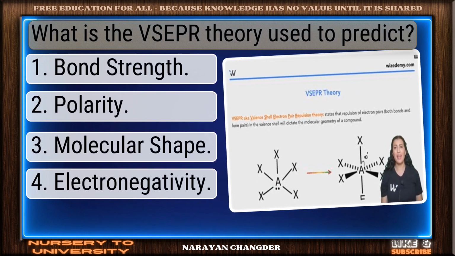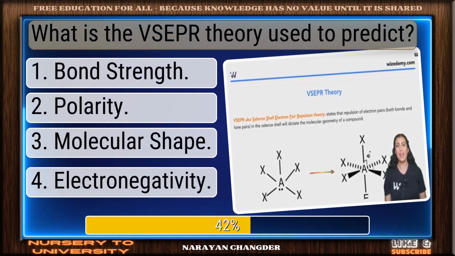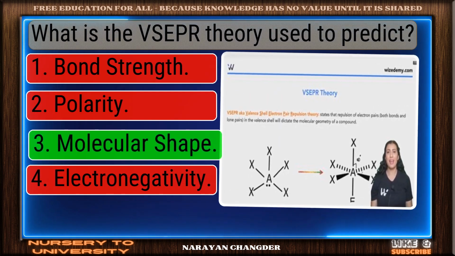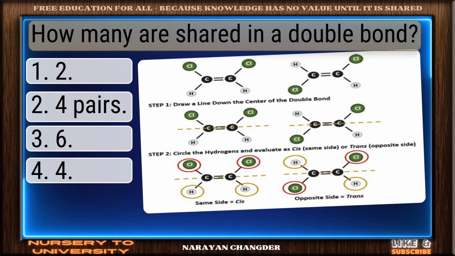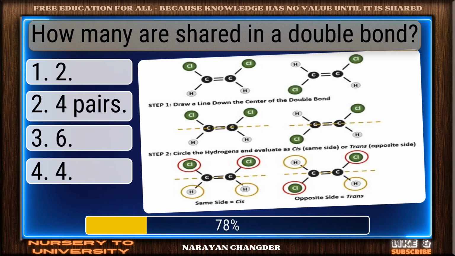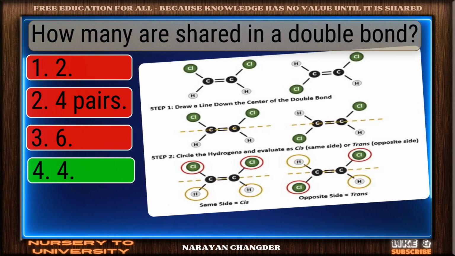What is the VSEPR theory used to predict? Sharp thinking. Molecular shape is the right choice. How many electrons are shared in a double bond? On track. 4 is the correct answer.